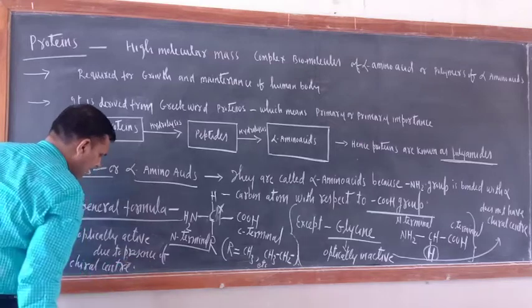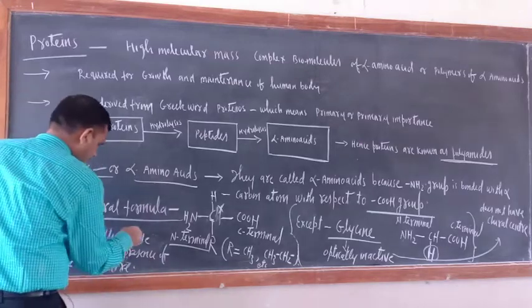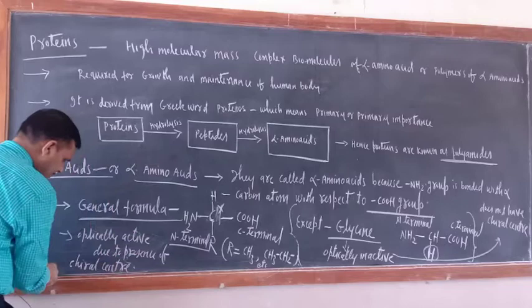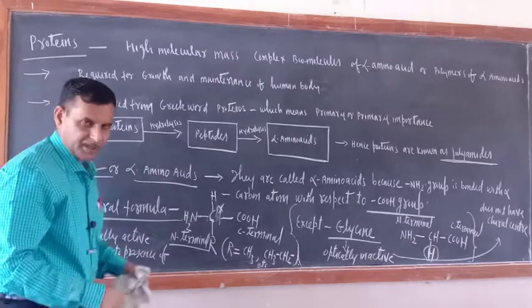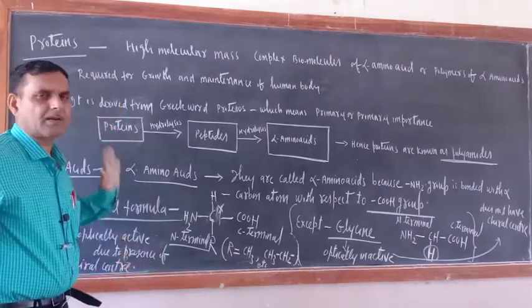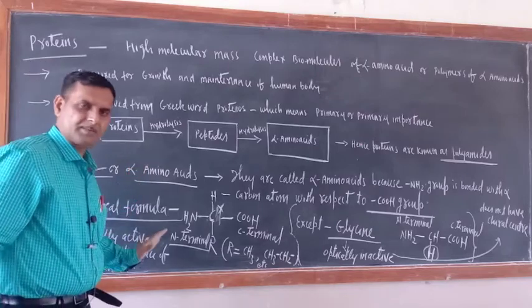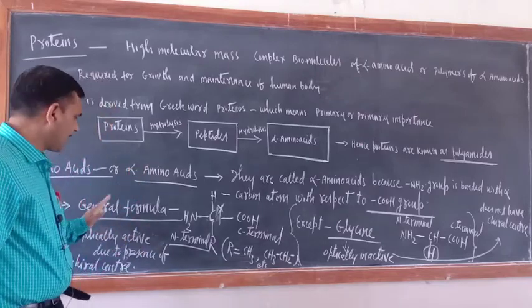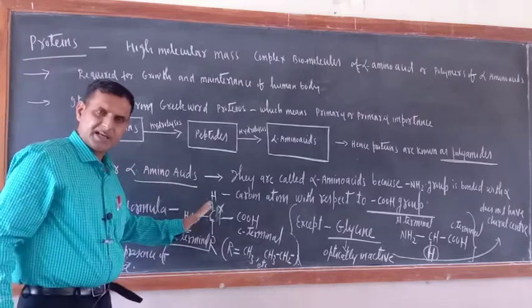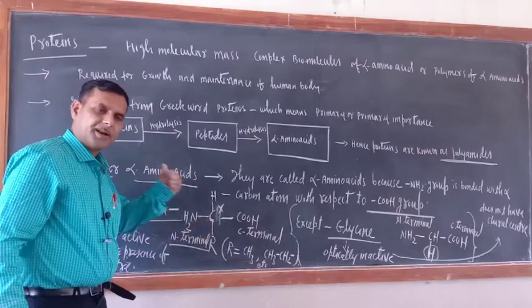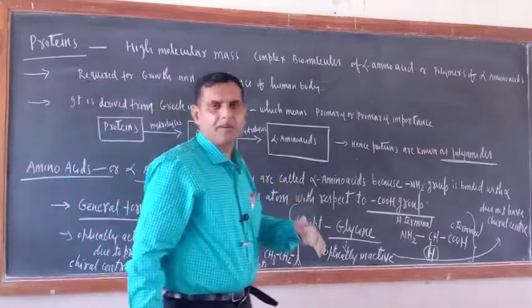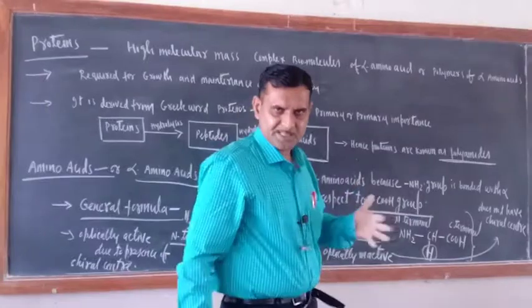Due to the presence of a chiral center, amino acids are optically active. Chiral center means chiral carbon atom. So these are some of the important pieces of information regarding amino acids, and this is the general formula. Now, representation of amino acids and IUPAC nomenclature.